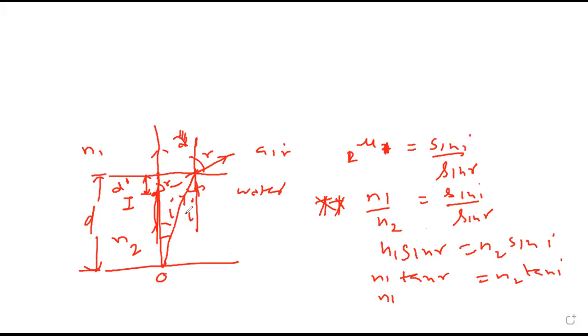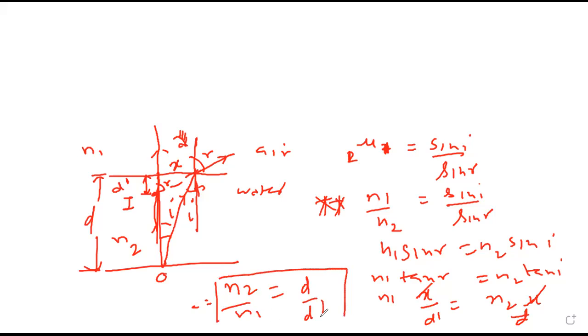So n1 tan r is the opposite side x upon d dash, and n2 tan i is the opposite side x upon d. I can cancel x. Therefore we get n2 upon n1 is d upon d dash. For remembering, we will always have this formula. N2 is from where light is coming out, n1 is where light is going, and d is the original distance from the surface, d dash is the distance from the surface which appears to be seen from the top. So remember this formula: n2 upon n1 equals d upon d dash.